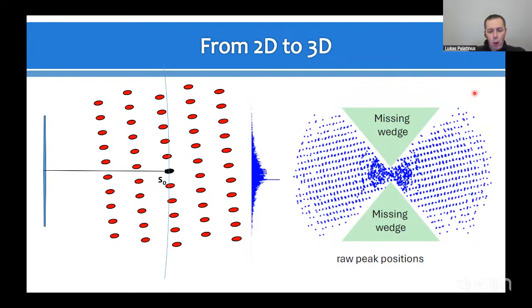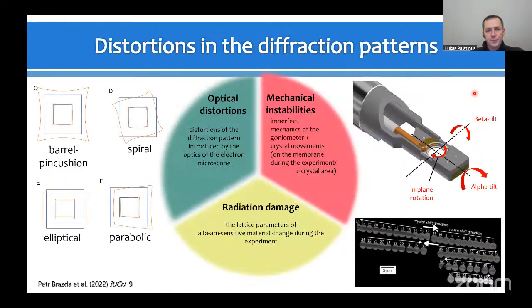So whichever option we choose, we get some starting unit cell parameters that need to be refined. They need to be optimized, fitted to best match the data. And at this moment, there are complications that we need to deal with, and they are of three types. So to say, you see here the diagram. There are optical distortions in essentially every electron microscope that distort the image.